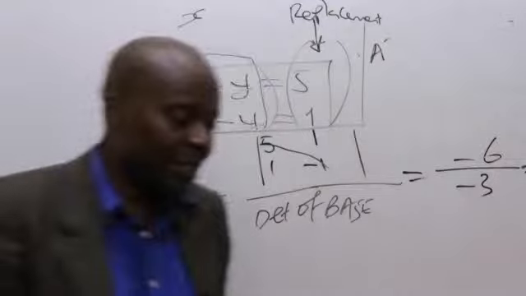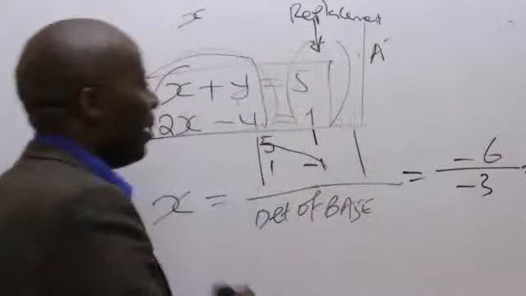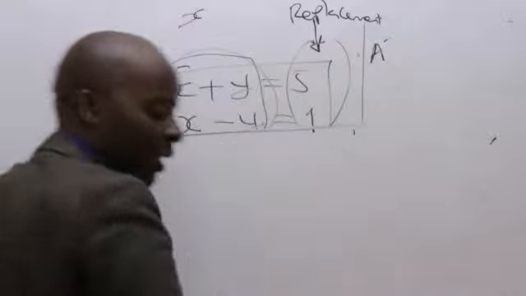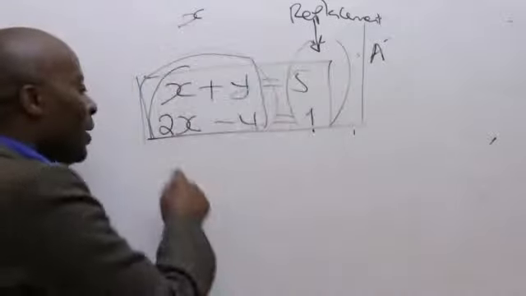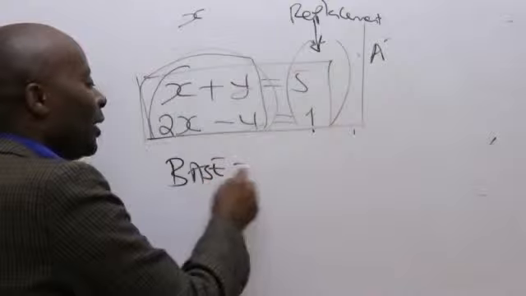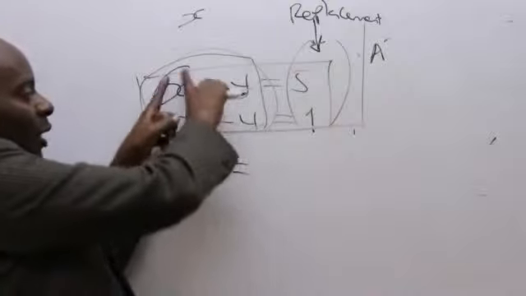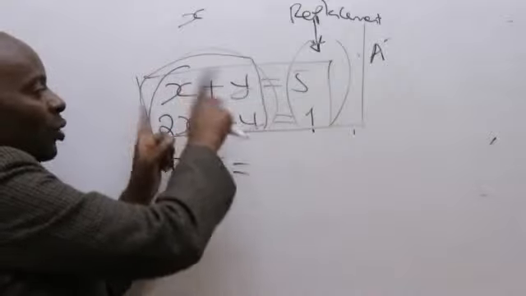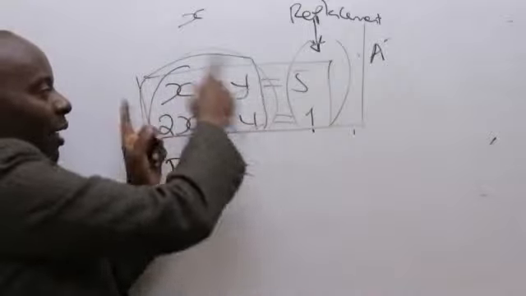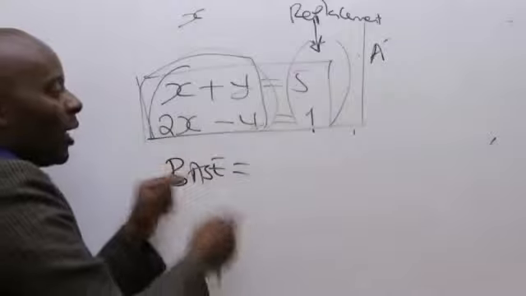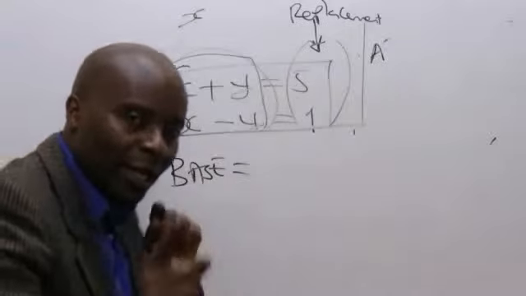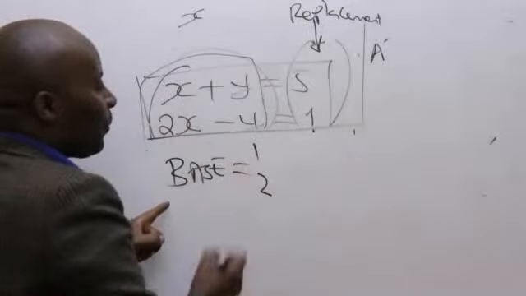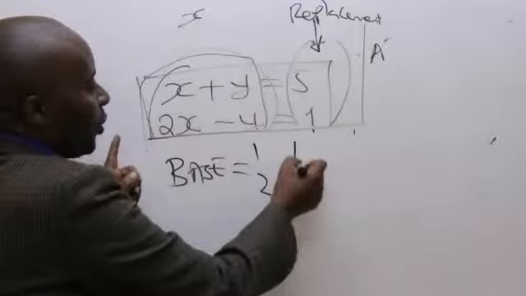Determinant of the base matrix. Remember, when we began, we started by defining the base matrix. And the base matrix, we said, is constituted by what here? The coefficients of the unknowns, the coefficients of x and y. Those numbers that come before x and y. So here, I can see the first column is 1, 2, and the second column is 1 and minus 1.